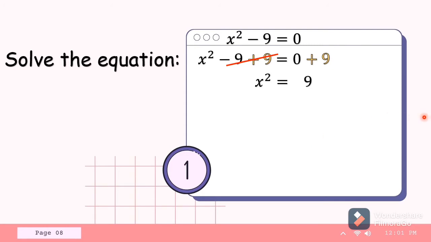Then, since x squared na lang ang natira dito, we can apply the square root property. So, we need to take the square root of both sides.